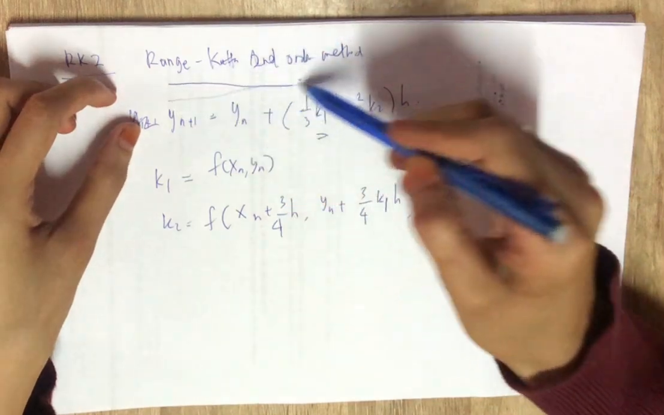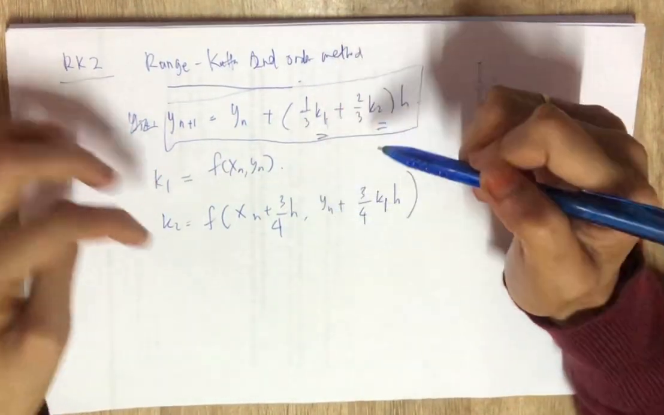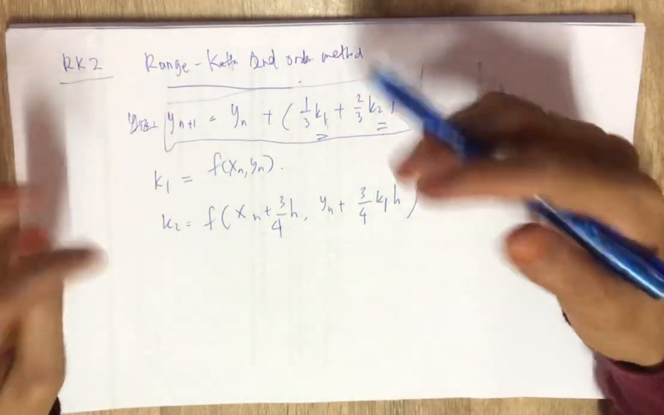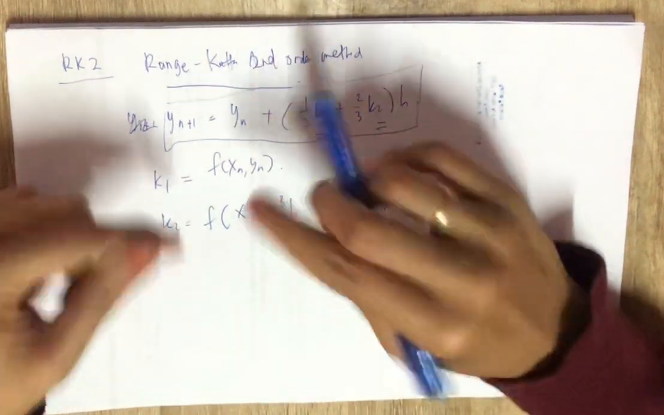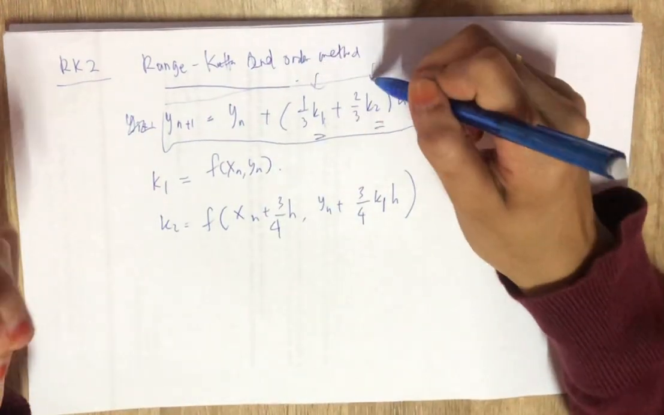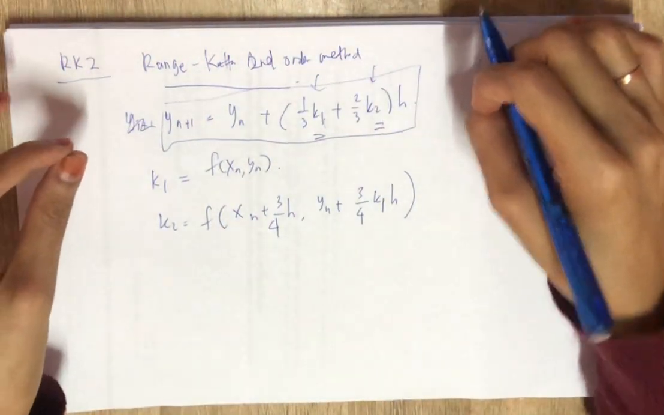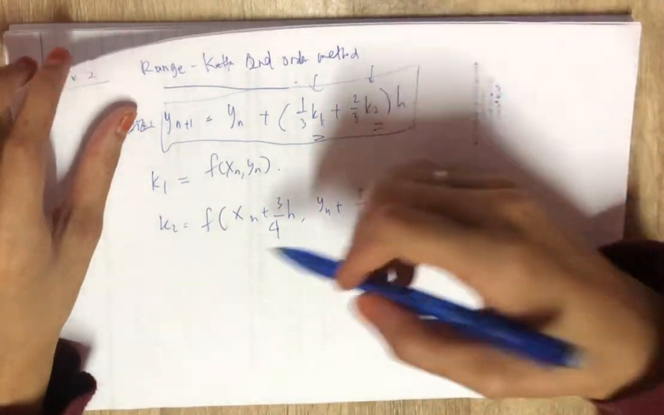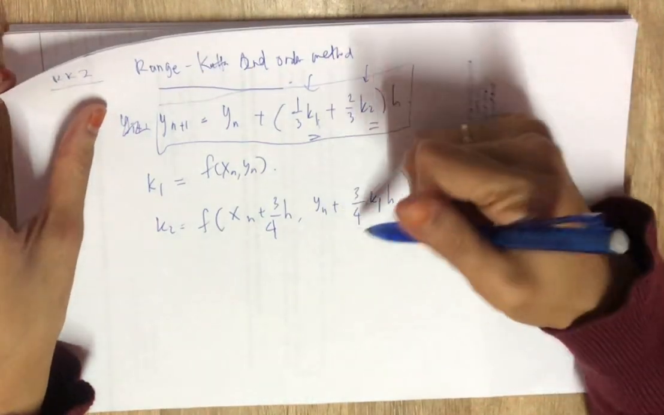Looking at the original, this is just the formula, but you need to find k1 and k2 first. So when you solve Runge-Kutta, you need to find your k1 and k2 first, then substitute them into the formula, then you can solve for y. So this is the formula: x_n + 3/4 h, y_n + 3/4 k1 h.